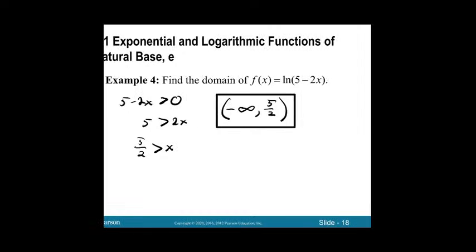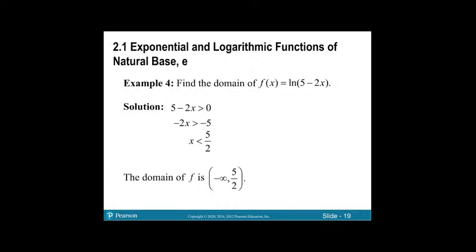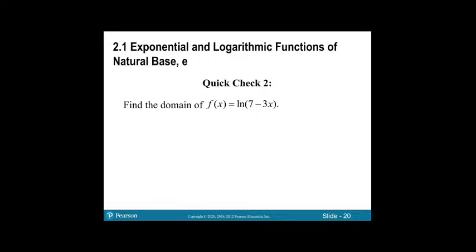You see a type version of what we did. Find the domain. Same thing, right? In general, the inside part has to be strictly greater than 0. So this 7 minus 3x has to be strictly greater than 0. If we solve, 7 is strictly greater than 3x. Divide both sides by 3, 7/3. So then the far left would be negative infinity up until 7/3. Infinity always gets parentheses, and this gets parentheses in this case.